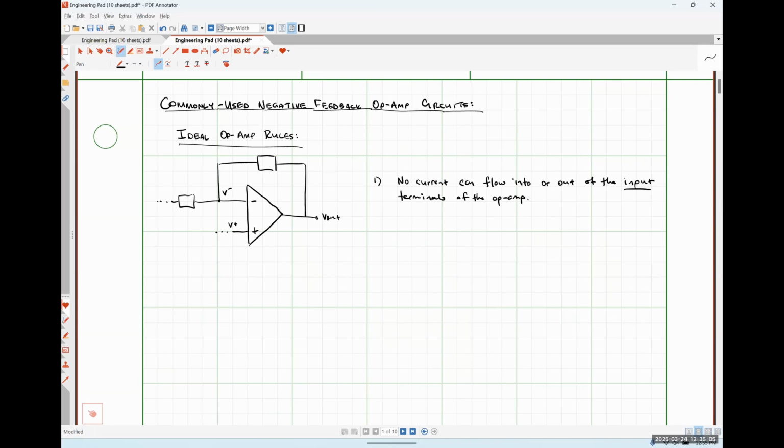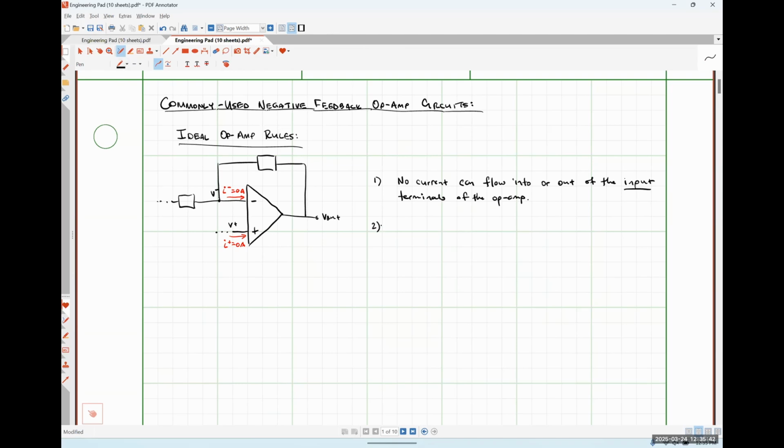As we saw in our last class meeting, this is because the input resistance of the op-amp is so large that in an ideal case, we typically treat it as an open circuit, right? So that means that this current right here, which I'm going to label as I minus, would be equal to 0 amps. And similarly, this current right here, which I'm going to label as I plus, would also be 0 amps.